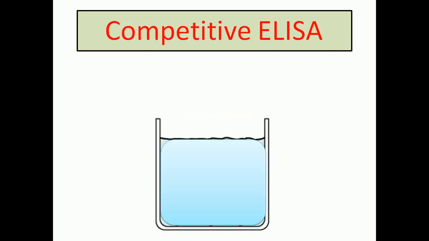Now let's look at the third type, which is called the competitive ELISA. This is slightly different. If we don't know which particular antigen is causing a problem, or which particular antibody is causing a problem, then we use competitive ELISA to figure out which antigen is causing more problems and which is not. So in competitive ELISA, we take the antibody from the patient. Let's say these are the antibodies.